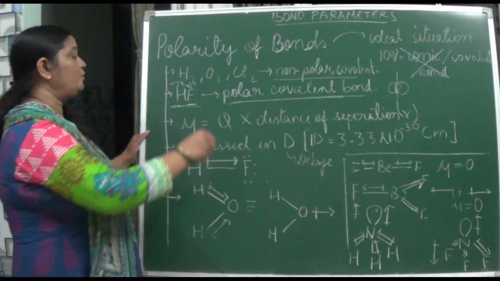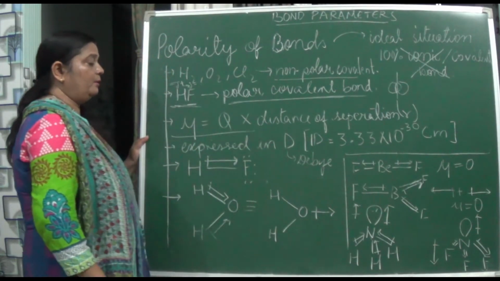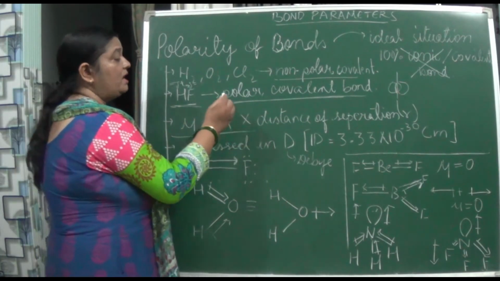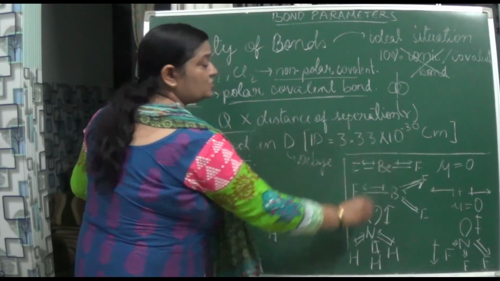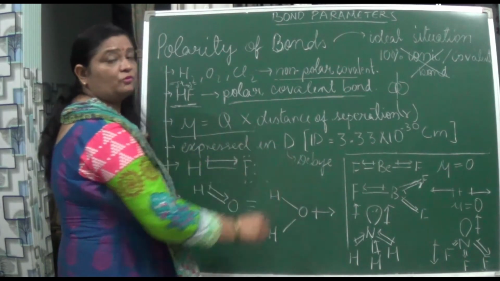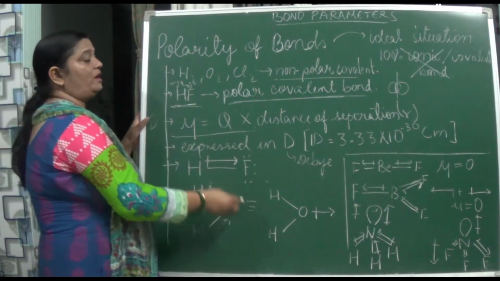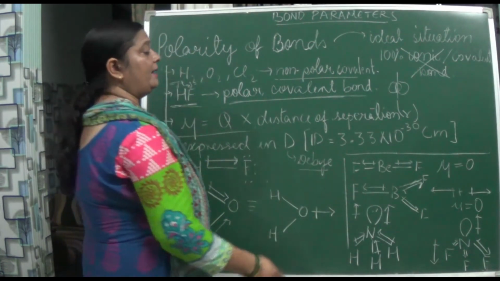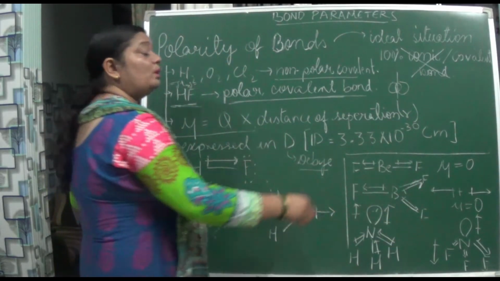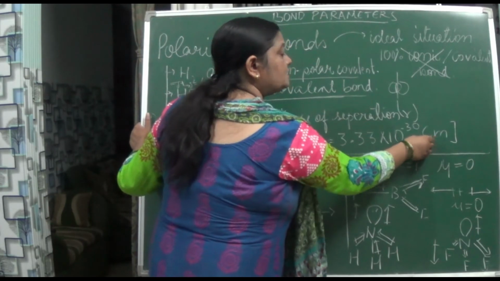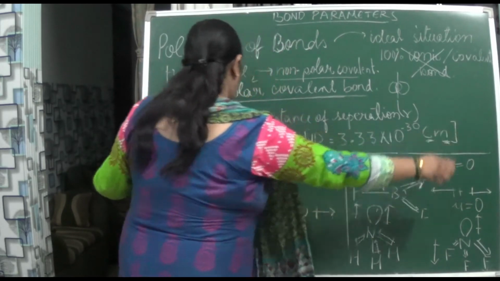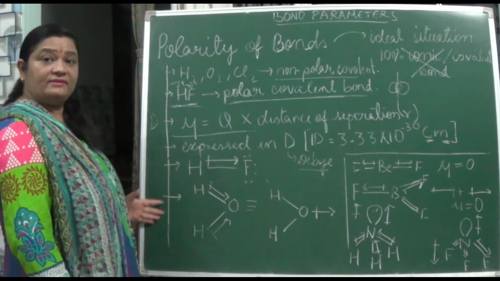Now, how do we calculate this polarity? Here it is represented as mu, that is equal to charge into the distance of separation. Here we are seeing that this is expressed in terms of capital D. Capital D means Debye. So 1 Debye is equal to 3.33 into 10 to the power minus 30 coulomb meter. This has come from charge and this has come from distance, so its unit becomes coulomb meter.